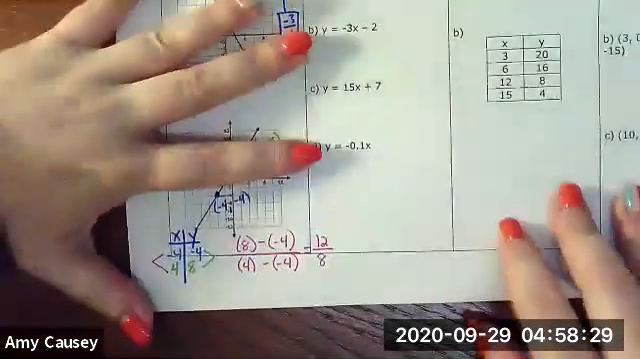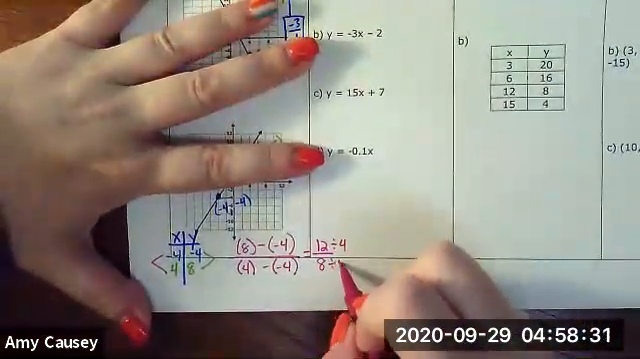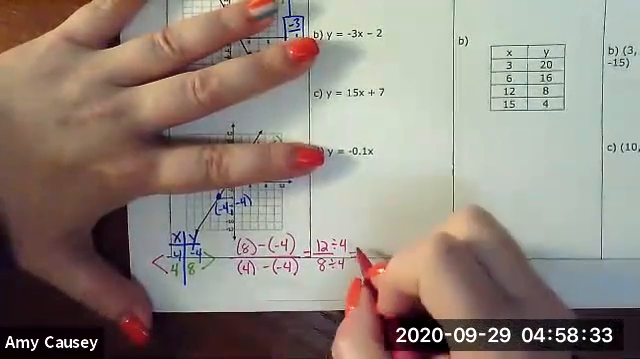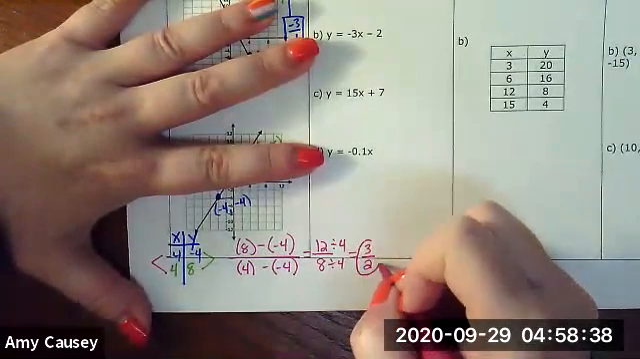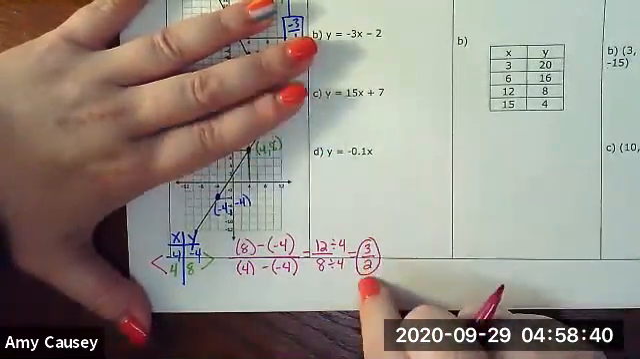It's really important that you reduce. Both of these, the 4 goes into. So 12 divided by 4 is 3. 8 divided by 4 is 2. So my rise over my run is 3/2.